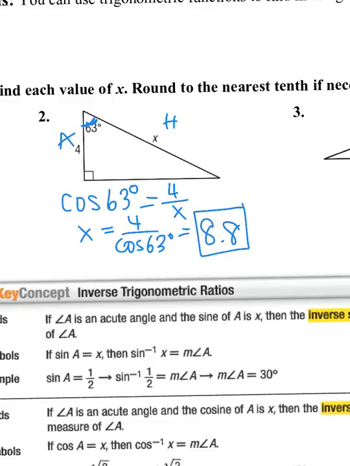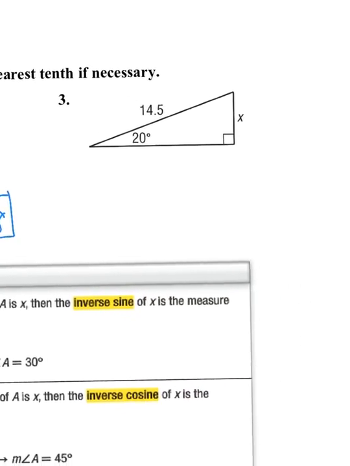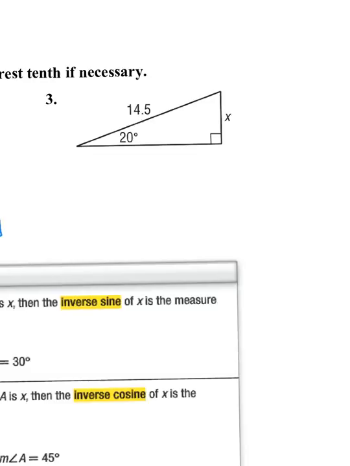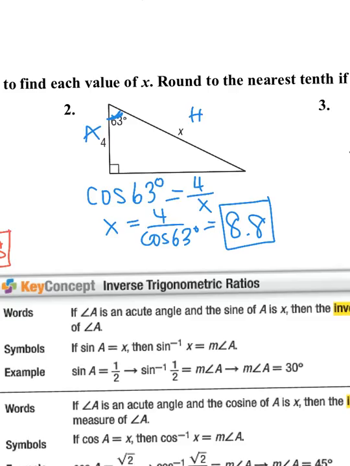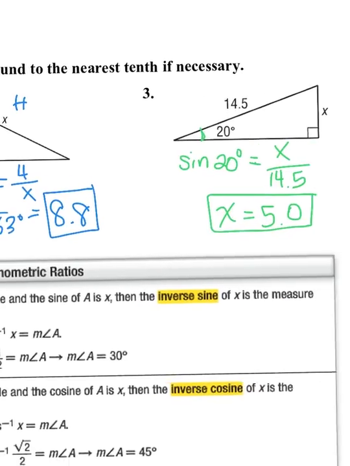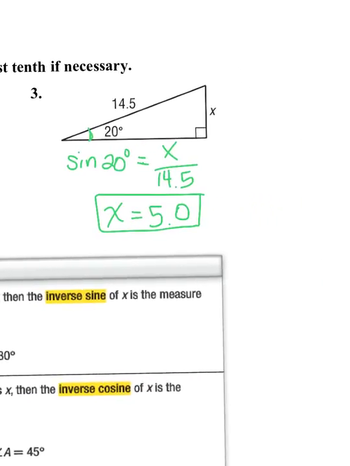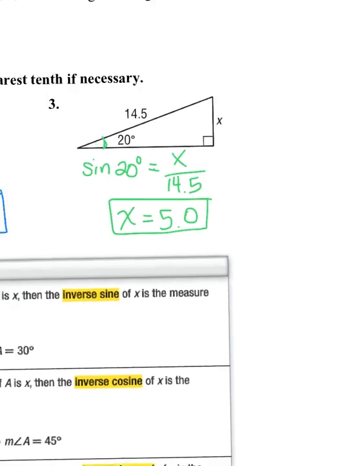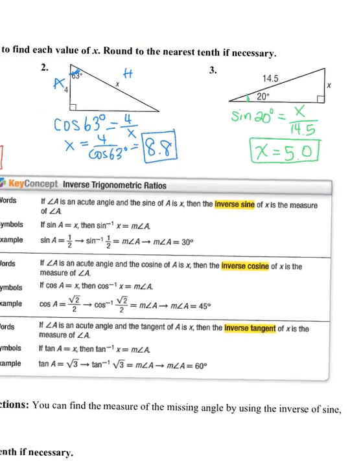All right, why don't you try number 3 on your own? So pause the video real quick, try it on your own, and then once you're ready, check your answer with mine. All right, so the answer for number 3 should be x is equal to 5.0. And there's my work right there if you need to see how I got that. Okay, so that's just getting you used to using your calculators to solve for a side in a right triangle.